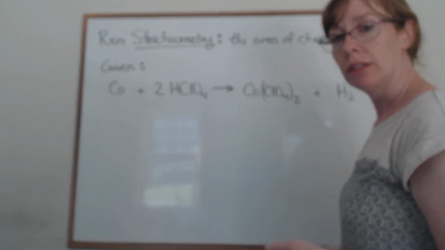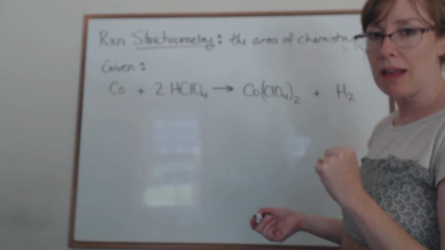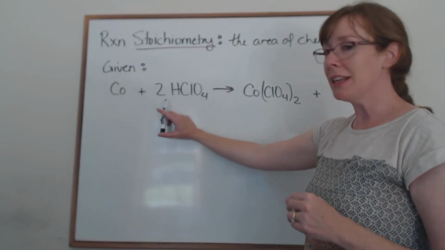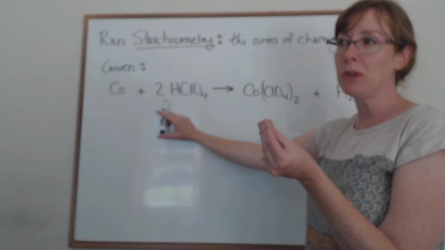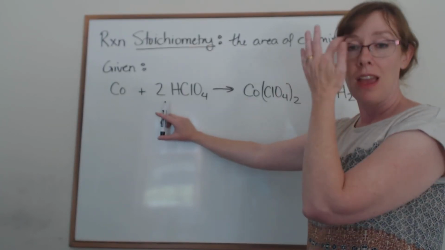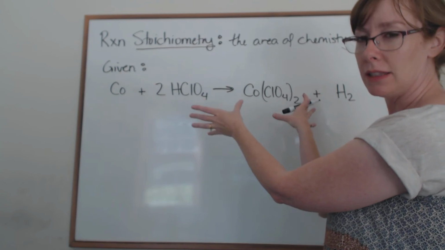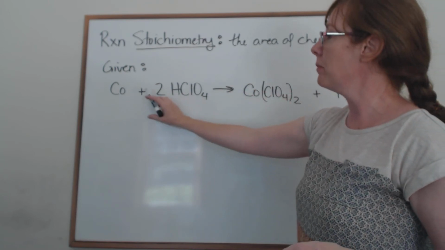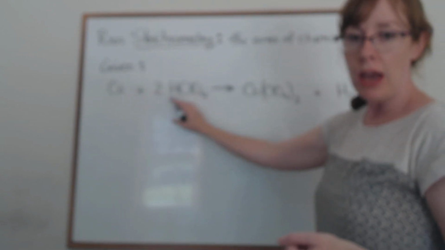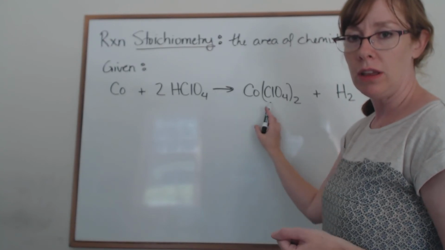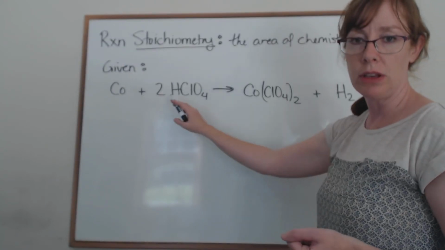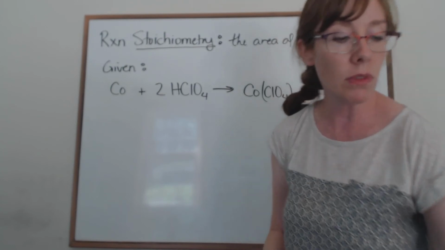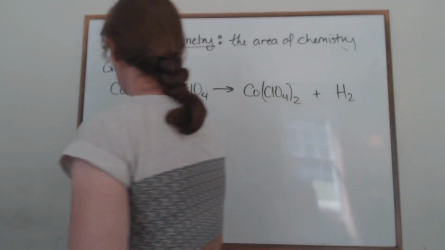It's a good thing to check to make sure that it's balanced. But unless they're actually telling you to balance the chemical equation, most textbooks are not trying to trip you up. And if they present it to you already like this, it's already balanced. But let's check. 1 cobalt looking good. I see 2 perchlorates looking good, and then 2 hydrogen atoms looking good. So it's balanced.